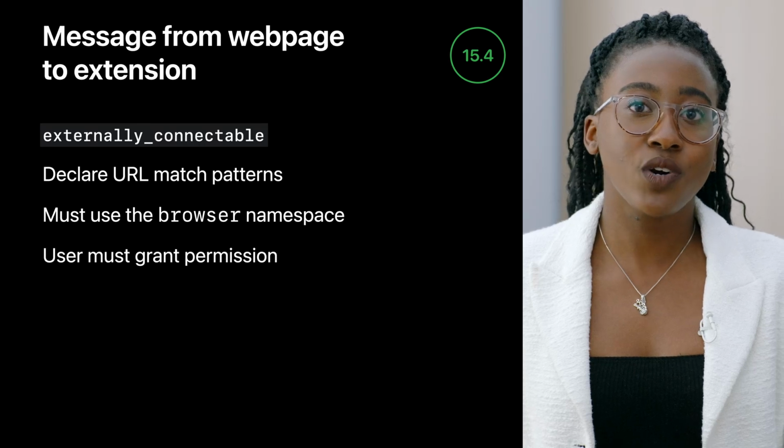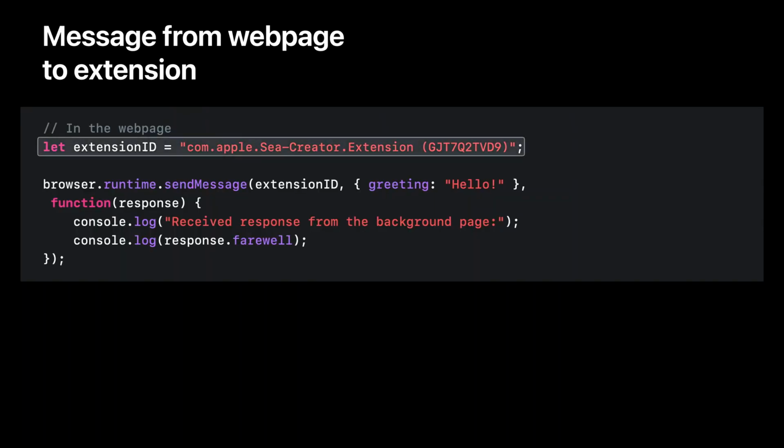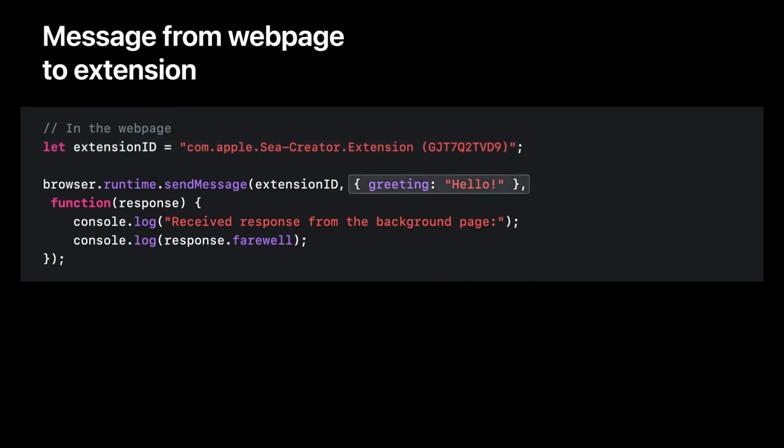Let's take a look at the code you'd add in the web page to use this feature. First, you'll need to get the extension ID. It's the bundle identifier of the extension and the team identifier in this format. You can find your team identifier on developer.apple.com in the Membership tab in your account settings. Then, you'll use the Send Message API to post a message to the extension. You can handle the response you'll receive from the extension by passing along a function.